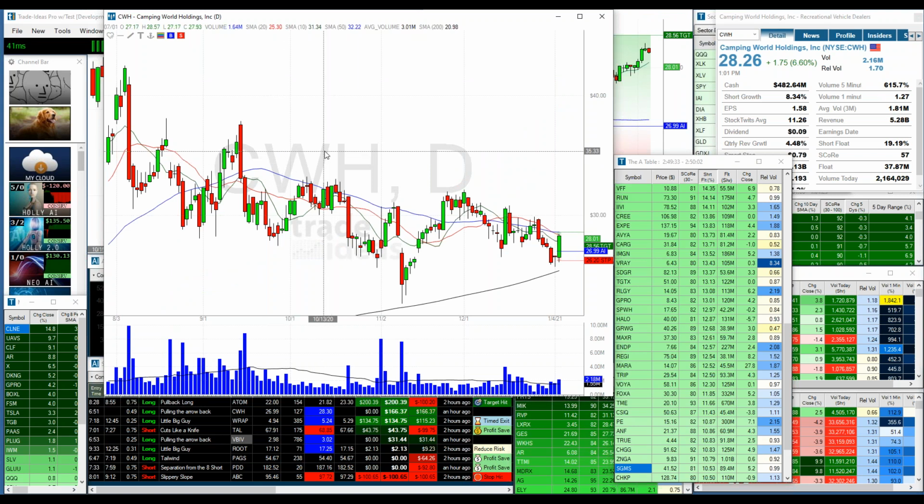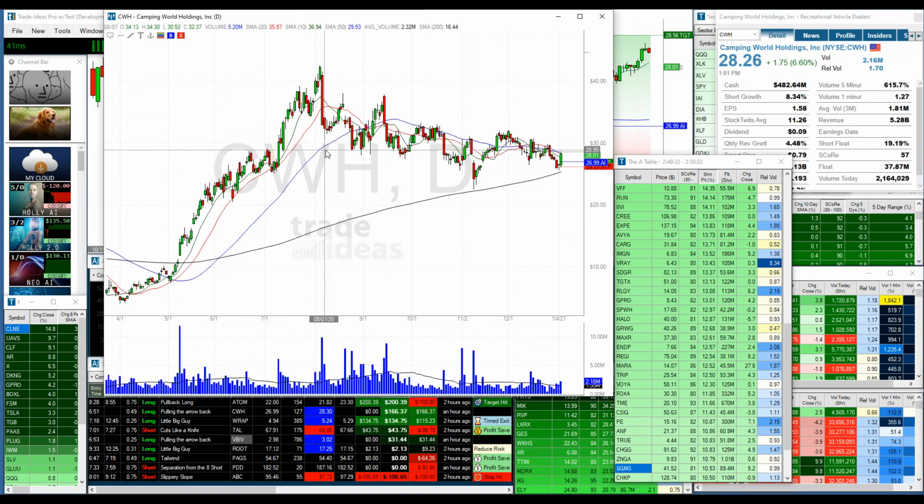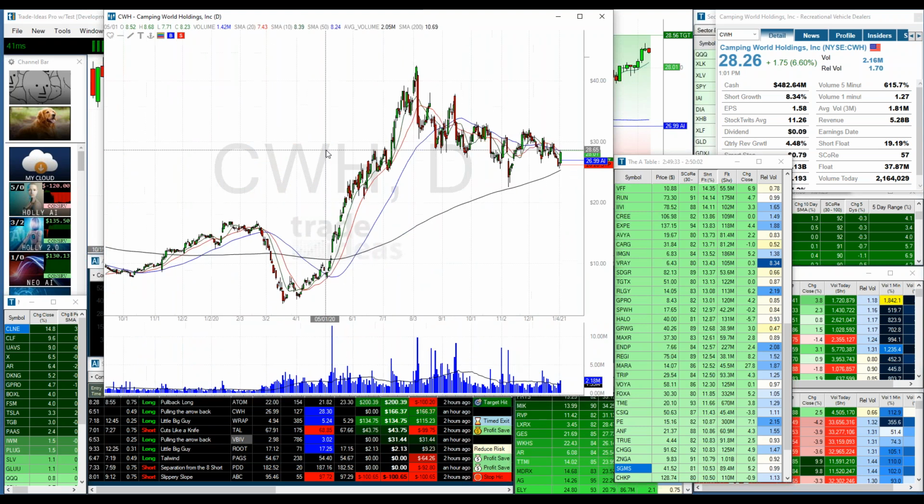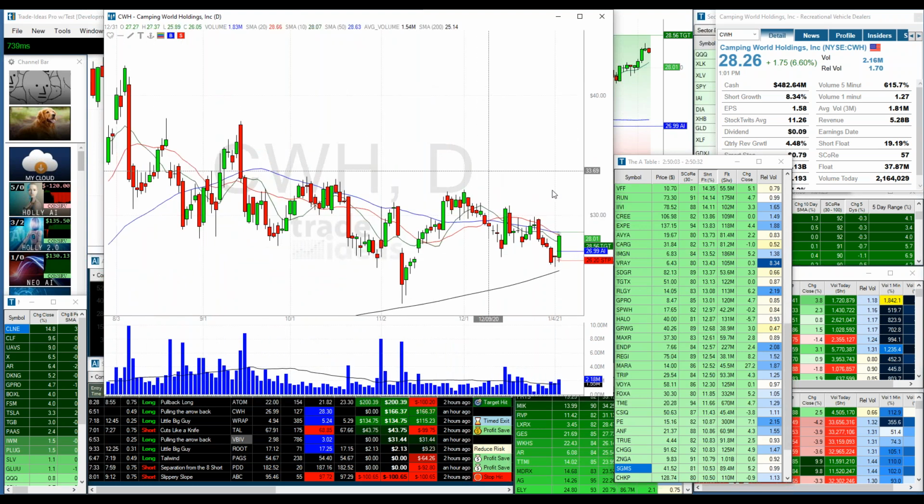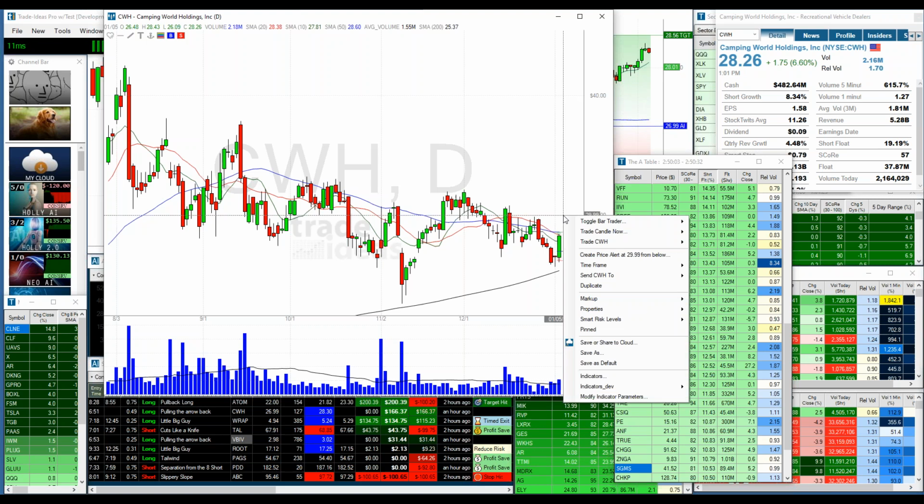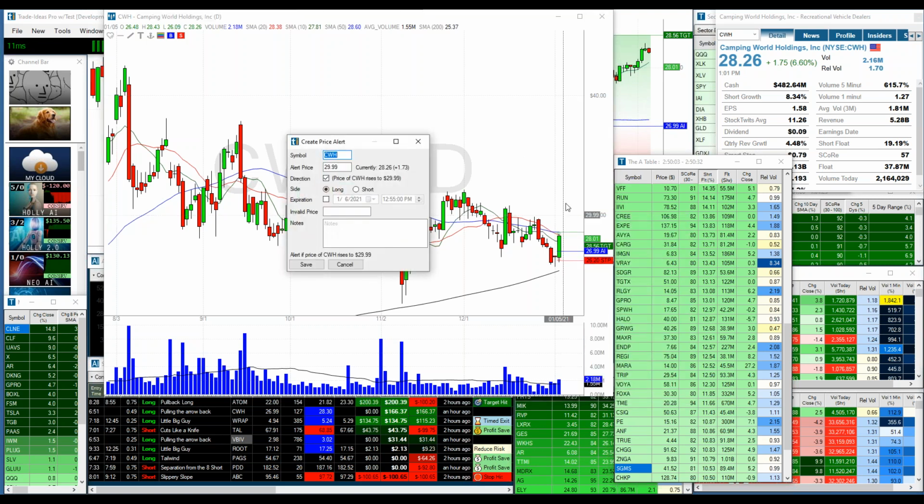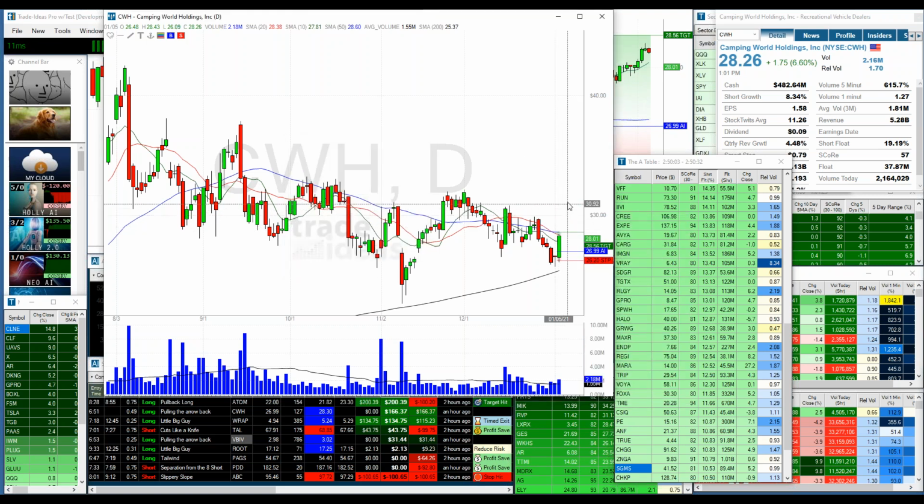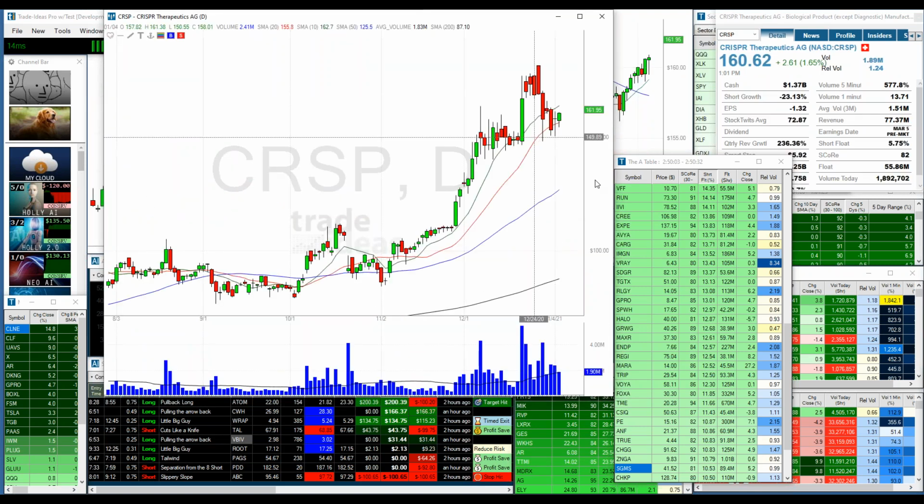CWH. So that one, bigger picture, it's really a big picture consolidation pennant flag. That's a 6-month flag, 7-month flag. It's looking like it might be ready to do something. For something like this, I might come here at $29.99 and create a price alert. That might be interesting if this thing can get back above 30. Not bad. CRISPR, gene splicer.